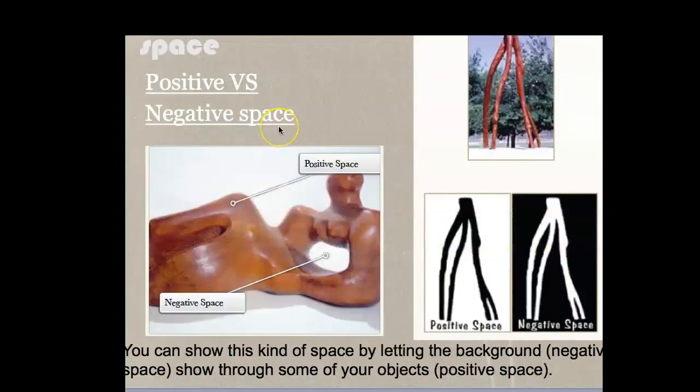Here we have positive versus negative space. Typically, positive space is just the area that an object contains, right? Versus negative space is the area that's surrounding that object or that's inside of that object, depending on its shape.